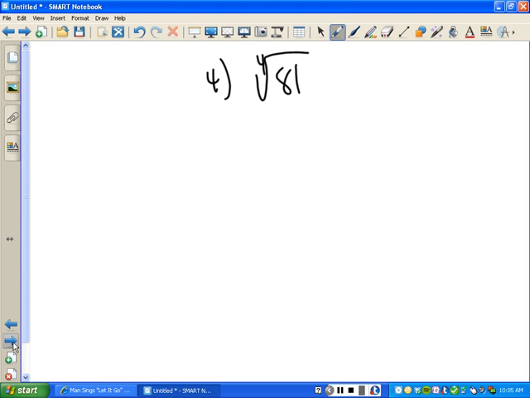Now, contrast that to what we do later on. You'll get a different answer. 4th root of 81, what is that? What times itself 4 times gives you 81? 3. And you should memorize all your 4th roots at least through 5. Okay.